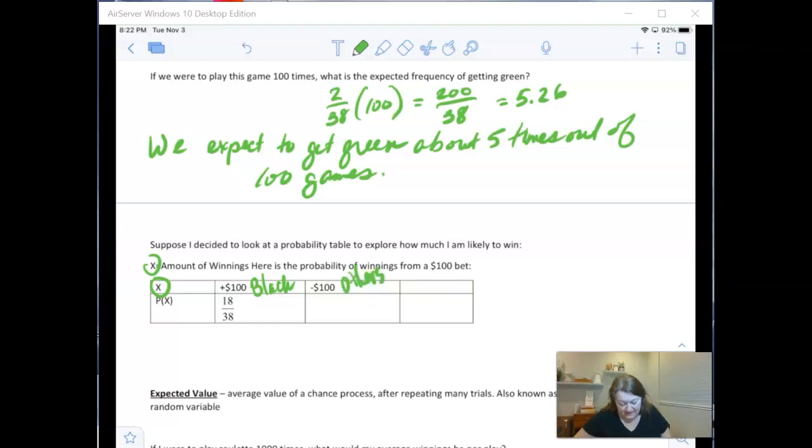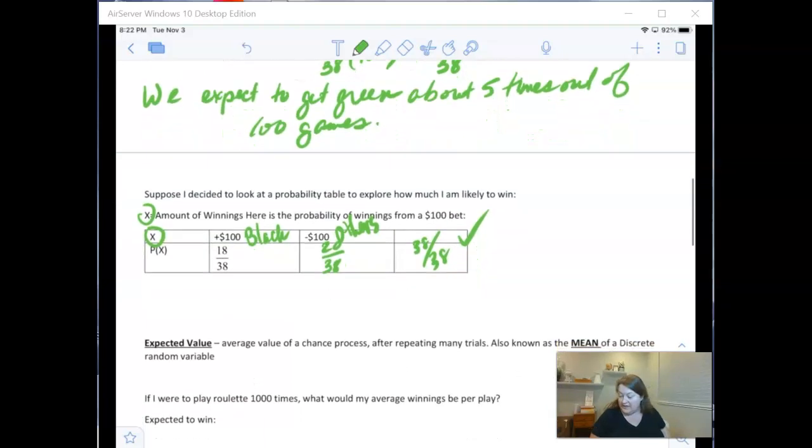So if I remember right, black was 18 out of 38. That means all the rest goes into the table over here. So we can see that it's more likely that I'm going to lose money than I'm going to gain money. They're both still valid probability models. Each fraction is between 0 and 1. If I total them up, I still get 38 over 38, so I'm happy with that.